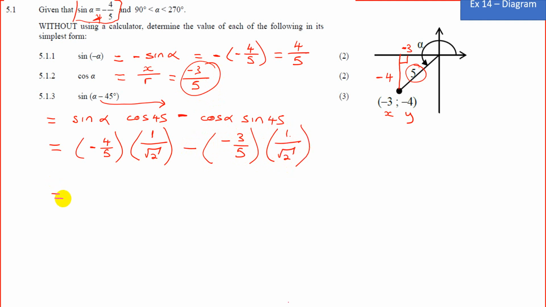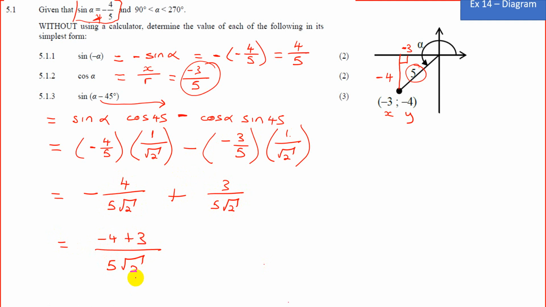And now we're going to use multiplication. Numerator times numerator. 4 times 1 is 4, over 5√2. And then we've got a negative times a negative, which will give us a positive. 3 times 1 is 3, over 5√2. Putting them together, with a common denominator of 5√2, we're going to take our -4 plus 3, and that will give us -1/5√2.